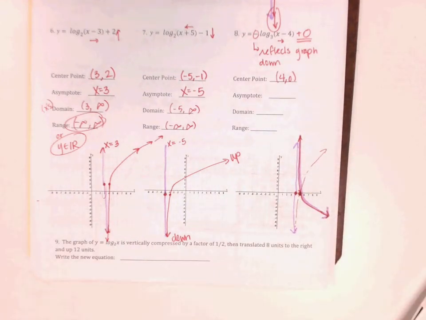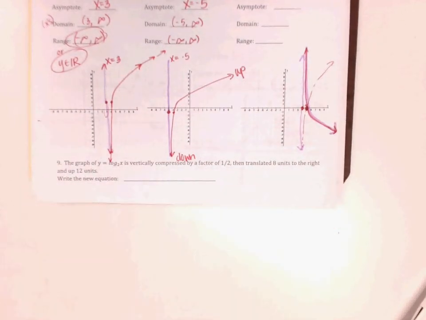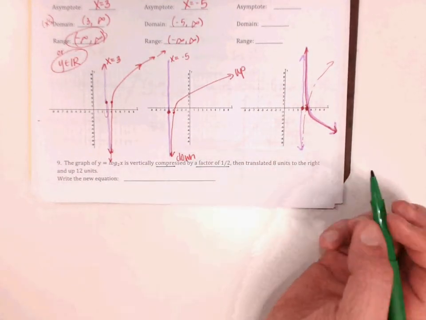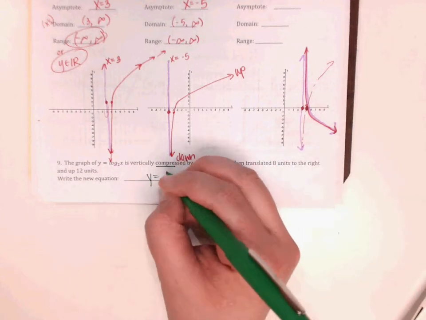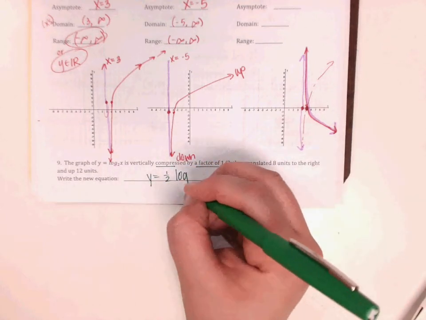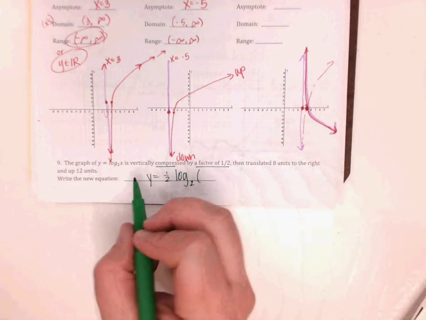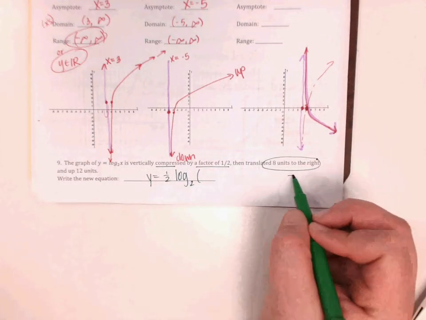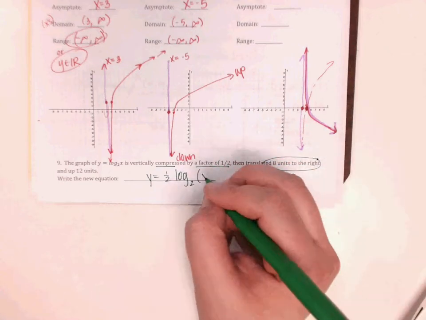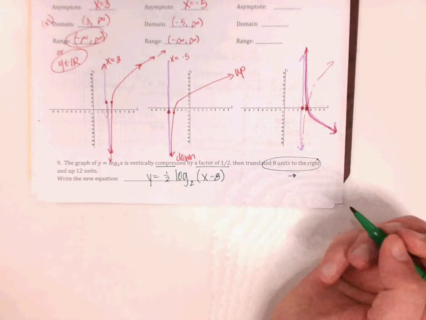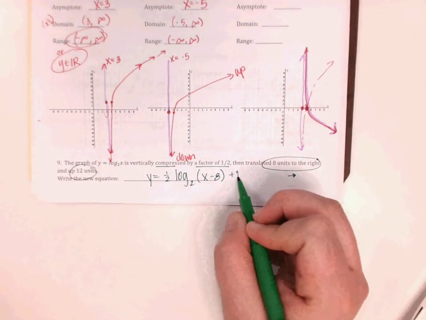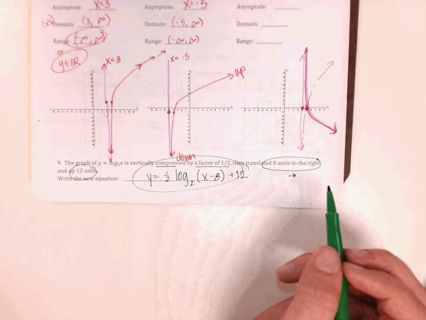Okay? Last one like that. Take a look at number 9. Number 9 says my graph is going to be compressed by a factor of 1/2. Okay, well, we know that that goes in the front. Then it says from there it's going to be translated 8 units to the right. Well, if I want to go to the right, then I need to do x minus 8. Then from there I want to go up 12, well then I'm putting a plus 12 on the end.